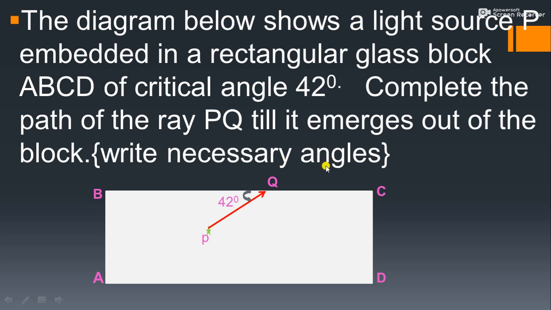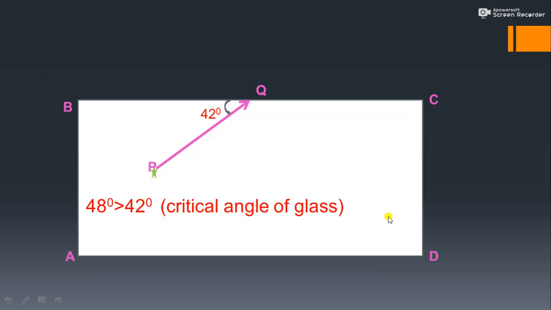Write necessary angles. This is the light ray from the light source P and one angle is given. That is the angle between the light ray and the surface of separation. Remember, it is not the angle of incidence. Let us start completing the diagram. And this angle is given. So, we have to find out the angle of incidence.